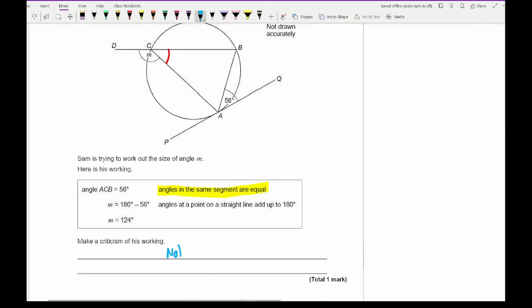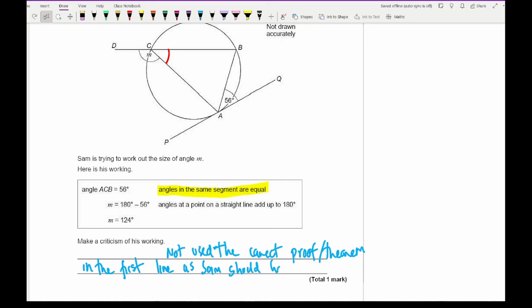So not used the correct sort of proof or theorem in the first line, as Sam should have quoted the alternate segment theorem instead.